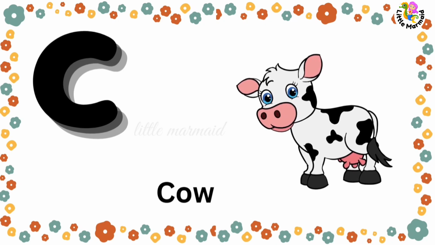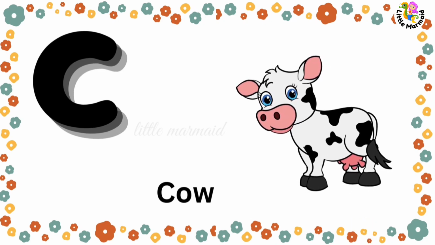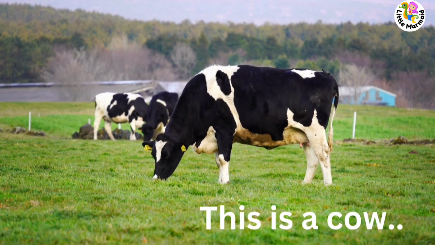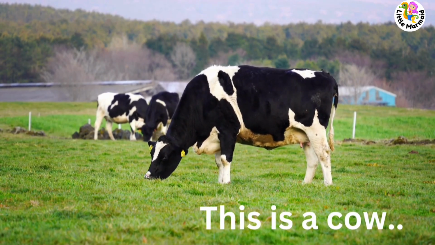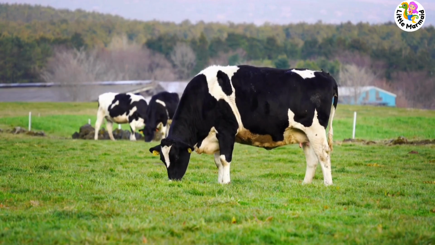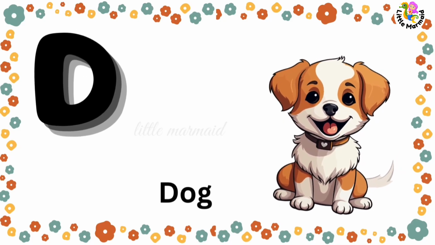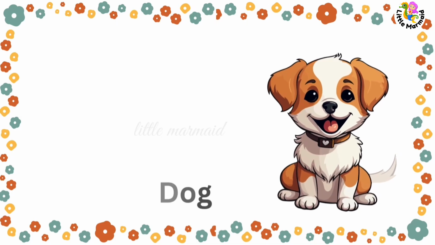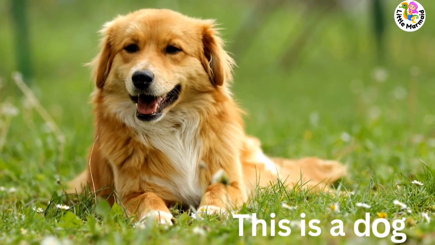C for cow, cow. This is a real cow. Repeat with me. This is a cow. D for dog, dog. This is a dog.